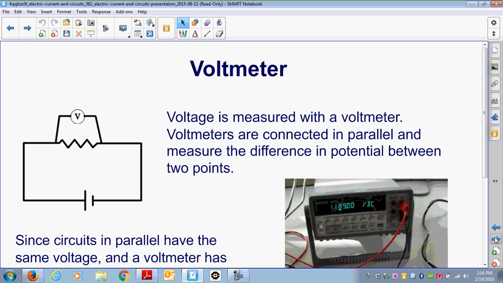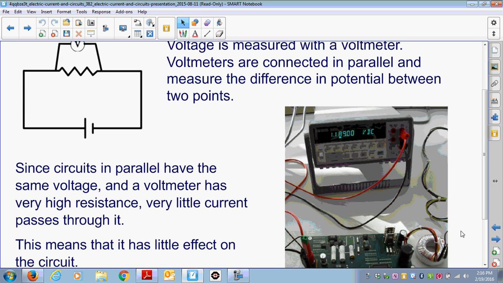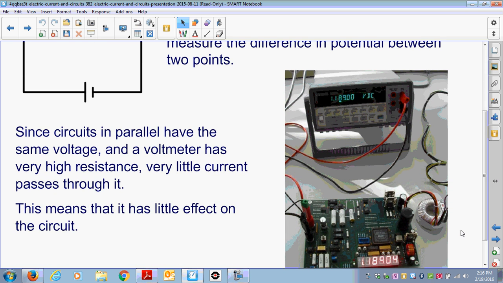A voltmeter is a device that measures voltage. Voltmeters are connected in parallel and measure the difference in potential between 2 points. Since circuits in parallel have the same voltage, and a voltmeter has a very high resistance, this means very little current will pass through it. What that means is that the voltmeter has little effect on the circuit itself.